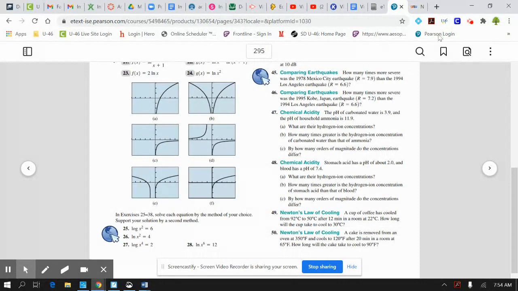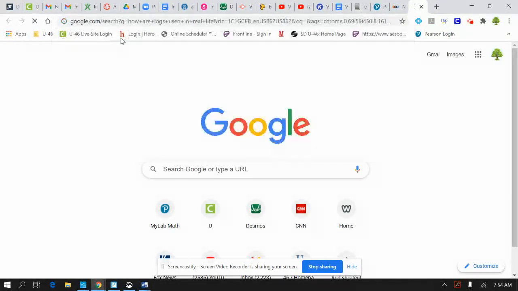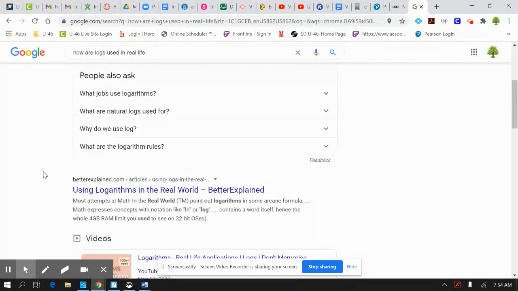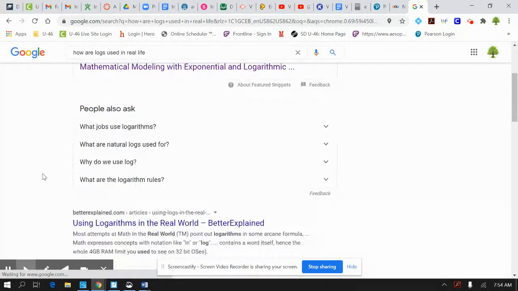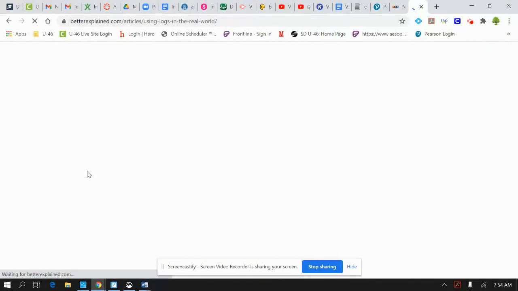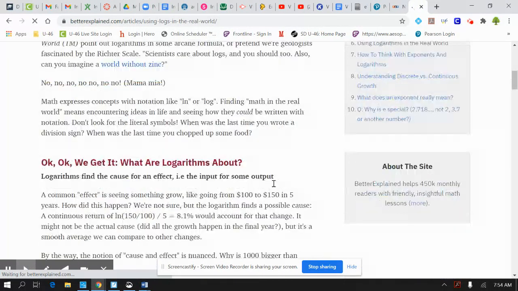Once you've done a problem from the textbook and explained how to do it and what the answer means, then you go to Google and do a search: how are logs used in real life? Click on almost anything that you see here and try to find an example of a logarithm or an exponential function being used in real life, and then go through that problem.